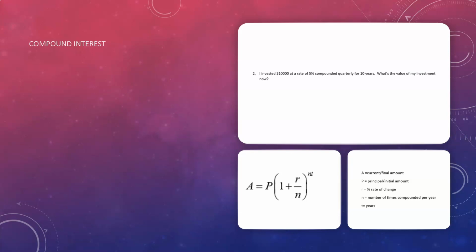Okay, number 2, I invested $10,000 at the rate of 5% compounded quarterly. That's 4 times a year for 10 years. What's the value of my investment now? So we're going to use that formula. A equals that 10,000 initial investment. So we have 1 plus 5%, which is 0.05, and that's compounded quarterly or 4 times a year for 10 years.